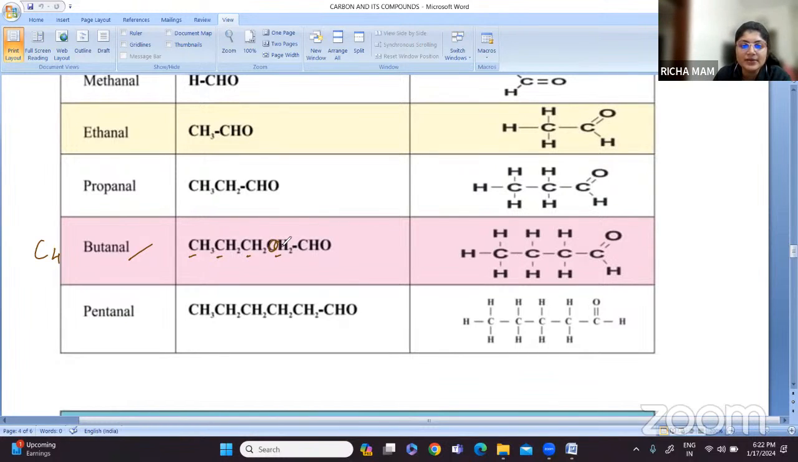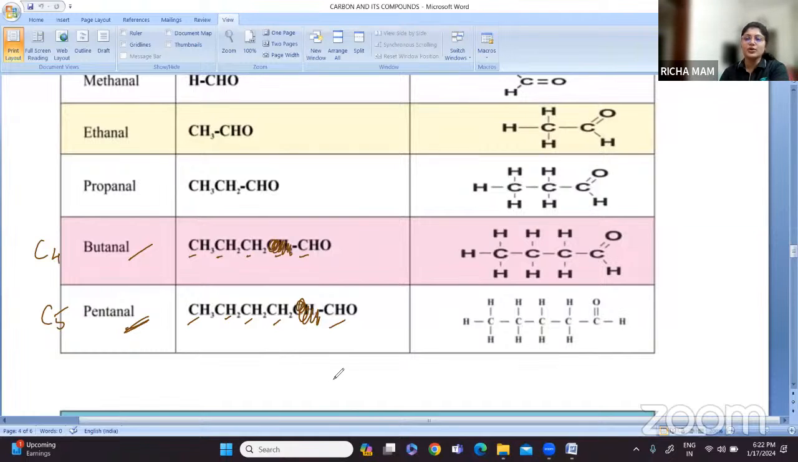Here one carbon atom is extra. So this is butanal: CH3, CH2, CH2, CHO. These are the four carbon atoms. This is the molecular formula and this is the structural formula of the compound. Then pentanal, where the number of carbon atoms is 5: 1, 2, 3, 4, and 5. So this is pentanal.